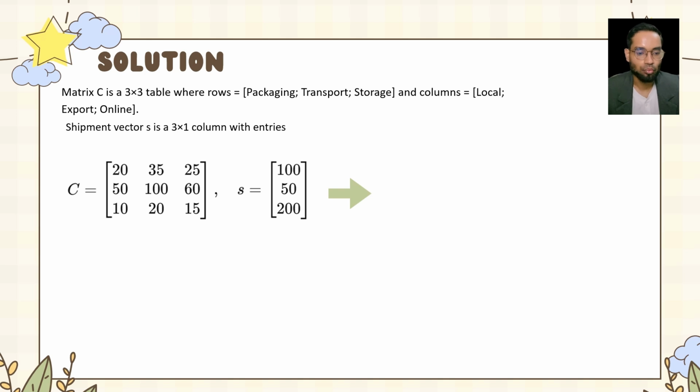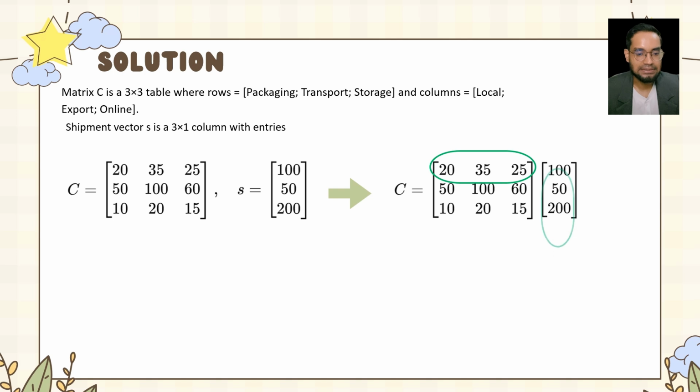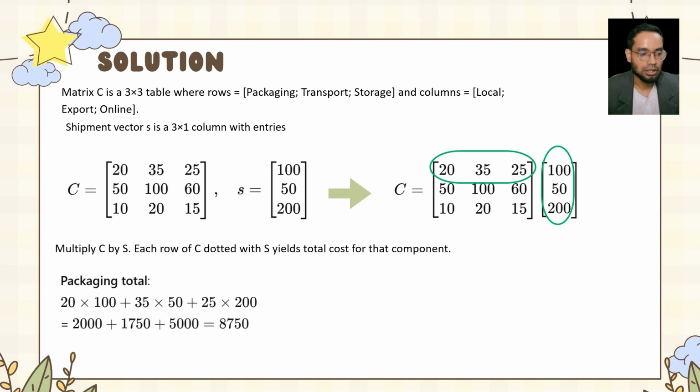So here is the step. We take the first row of the matrix, which is 20, 35 and 25, and multiply with the numbers of the S, which is 100, 50 and 200. So here's the calculation: 20 times the first number of the S matrix, which is 100, continues by 35 multiplied with the second number of the S matrix, which is 50, and it goes on with the third number of the C matrix, which is 25, multiplied with the number of S, which is 200.